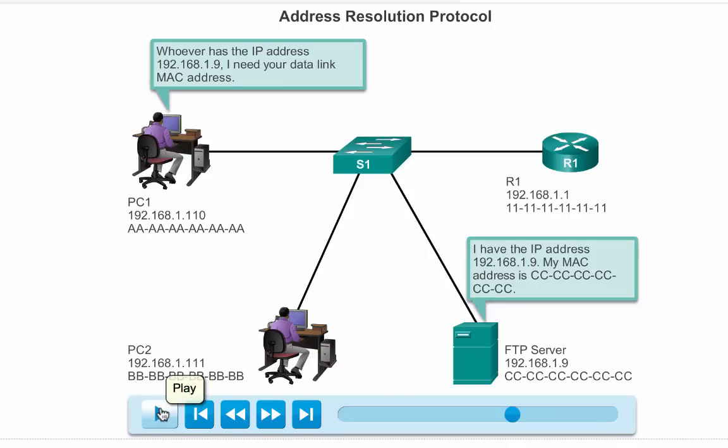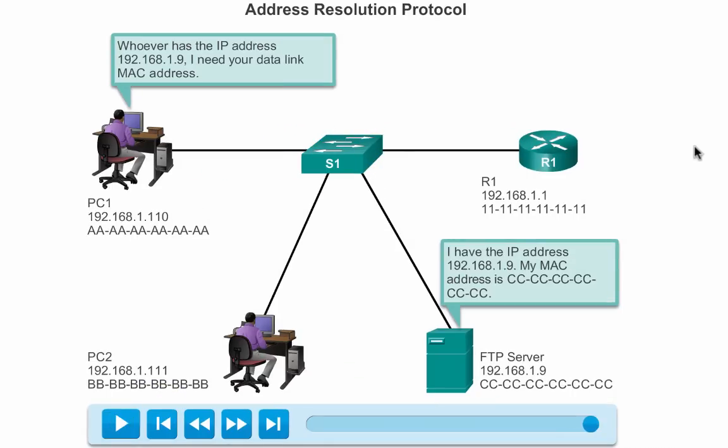Every device on the LAN examines the ARP request to see if it contains its own IP address. Only the device with the IP address contained in the ARP request responds with an ARP reply. The ARP reply includes the MAC address associated with the IP address in the ARP request.